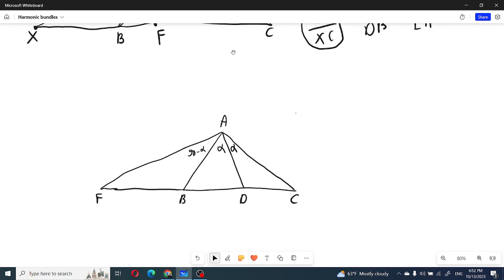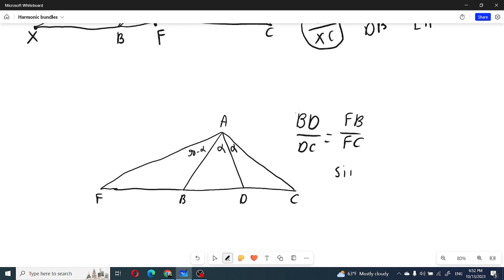Next one is about the angle bisector. If we are given an internal angle bisector and an external angle bisector, then these 4 points will give us 4 harmonic points. Like, we need to show that BD over DC must be equal to FB over FC. Now we will use the ratio of the angles, which we have discussed in the previous video.